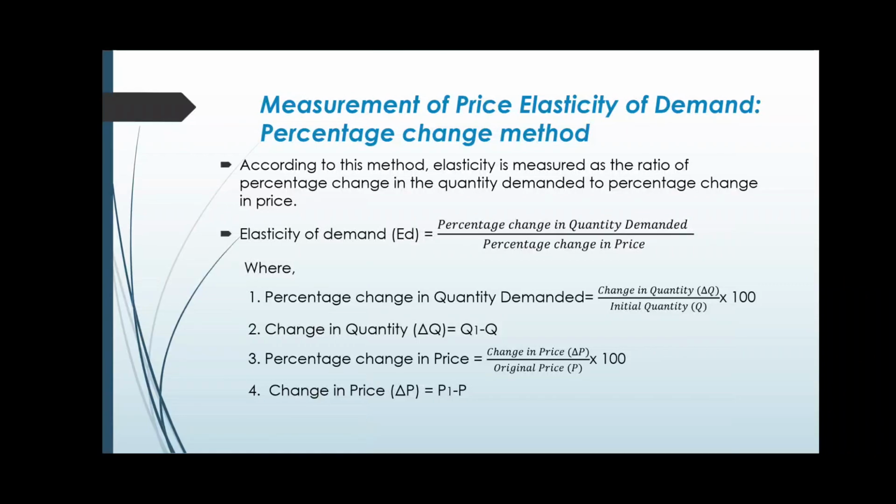The other one that we need to calculate is percentage change in price, and over here the formula is again the same: change in price by original price multiplied by 100. So change in price again is to be calculated. For that we subtract the initial or the original price, that is P, from the new price, that is P1. Then we will get delta P, that is change in P.